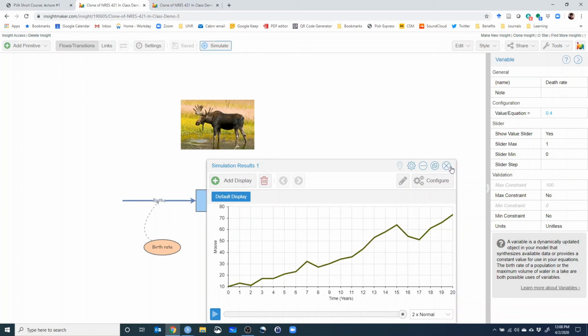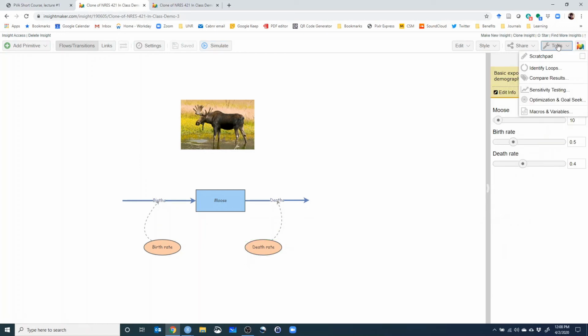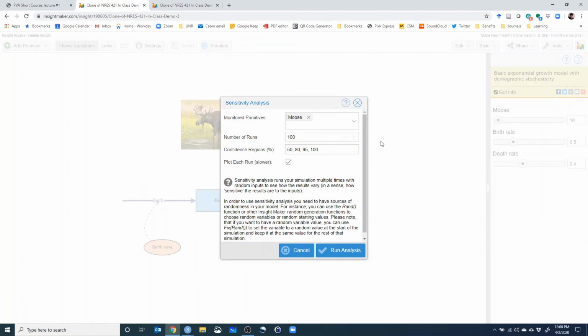One useful thing now, since every run is going to be a little different, we can't really interpret the results from just a single run. So now we have to make a whole cloud of possible futures, and we have to interpret that whole cloud. And Insight Maker provides a nice tool for doing that. It's called the sensitivity testing tool. So if we go up to tools, go to the sensitivity testing tool, and let's run it 100 times.